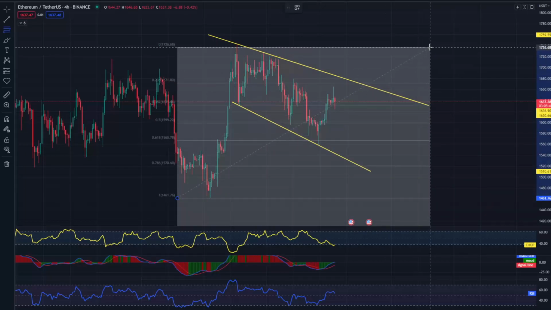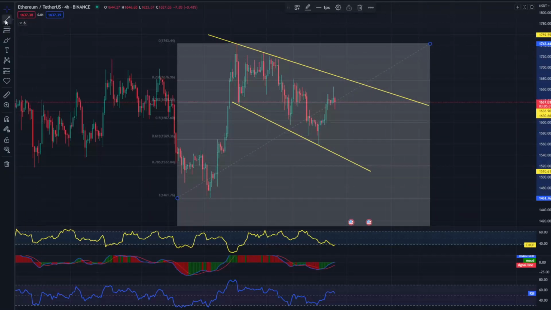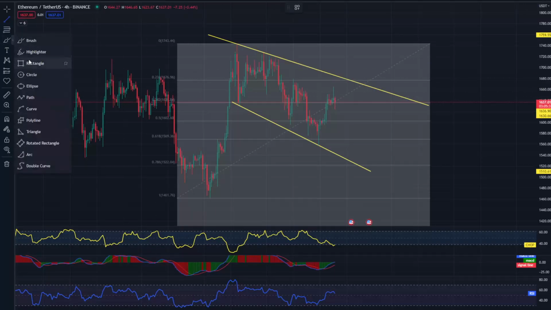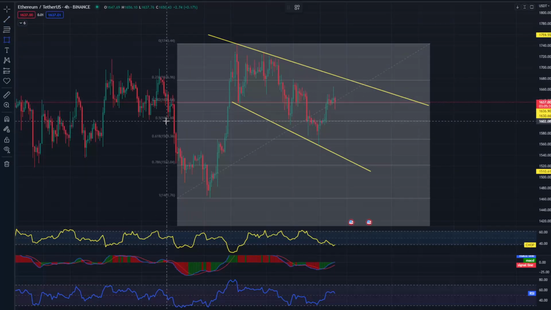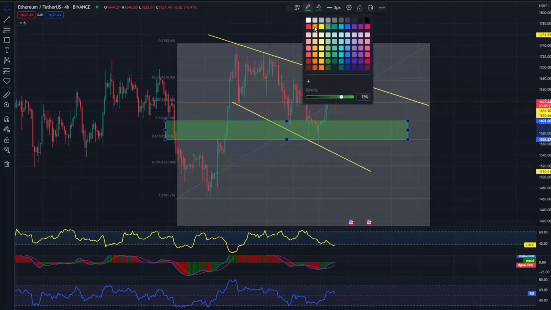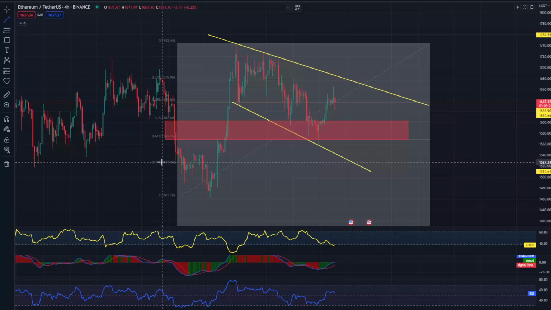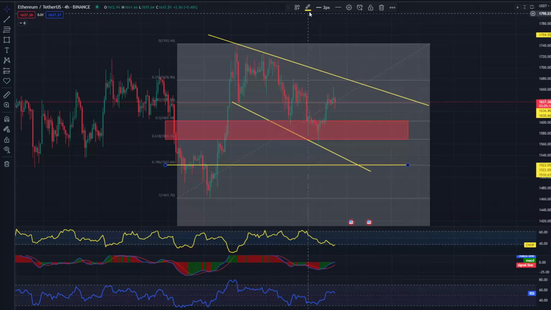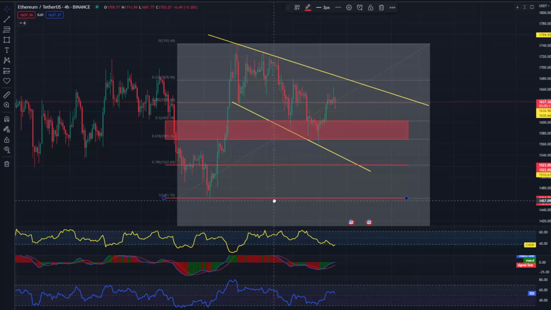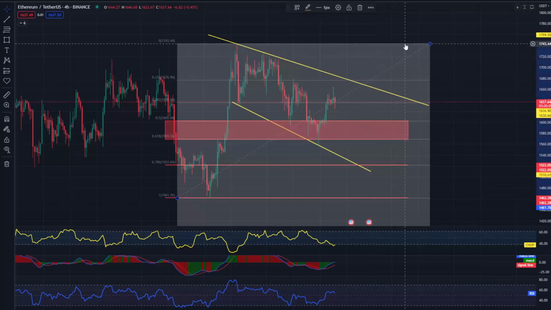Let's move to the designation of support places now. To mark support, we will put FIB retracement tools, and as you can see, we first have a support zone from $1,603 to $1,569. The second support at $1,522, but if the price drops below, we have another support at $1,462.